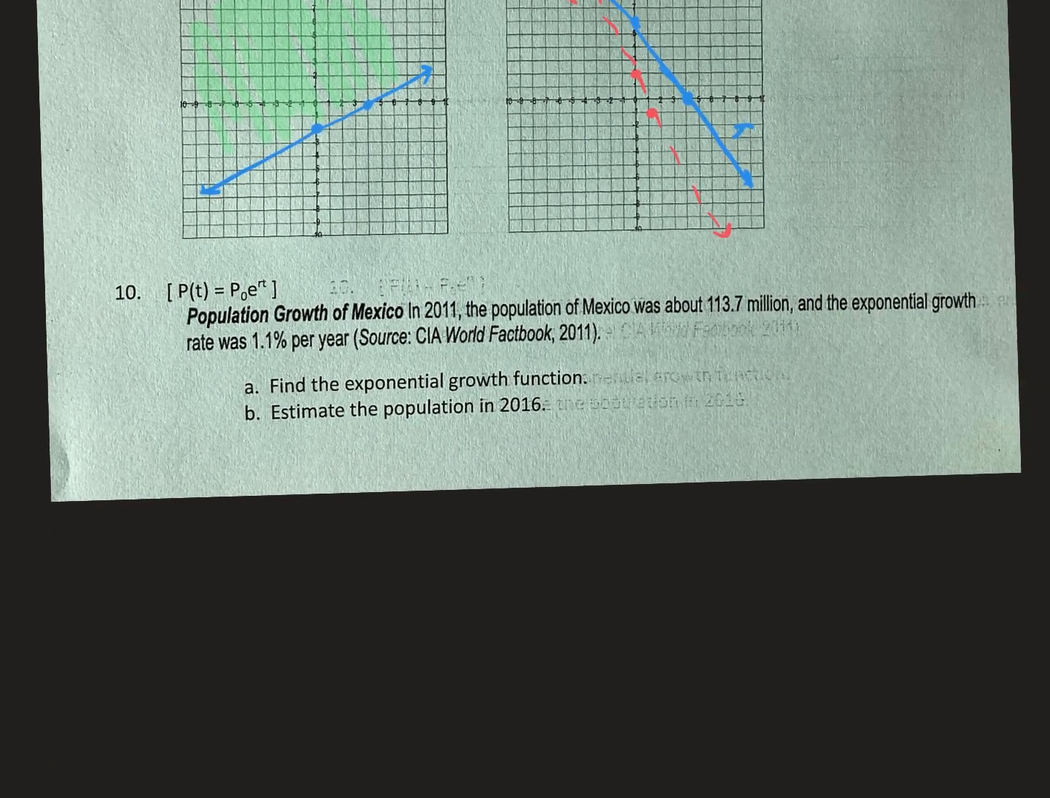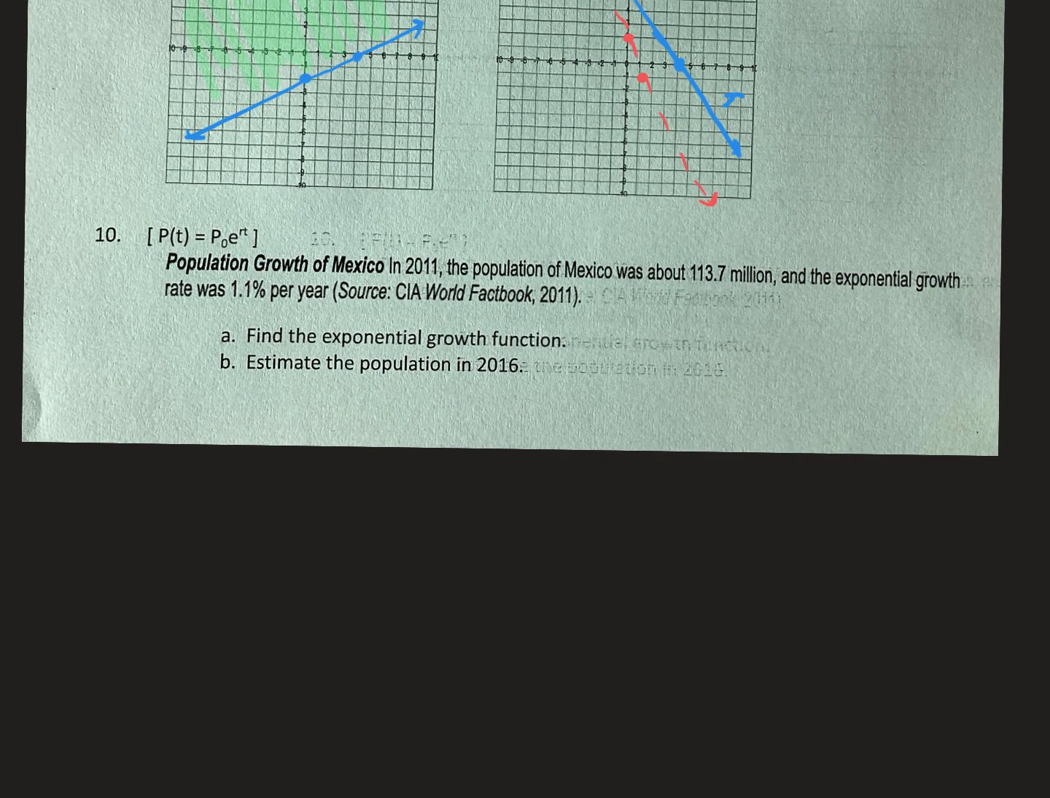Number 10. Number 10 actually told you the equation right here at the very beginning to use. Remember that P of 0 means initial amount, r is rate. So the first part A just says find the growth function. So just write the function. P of t equals the initial amount, which was 113.7, e to the rt. The rate is 0.011, and then time.